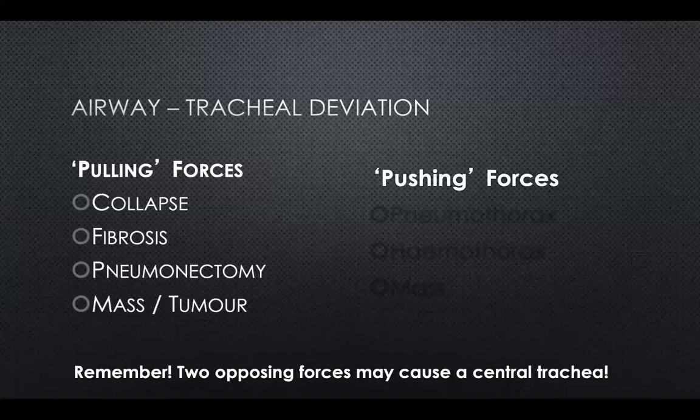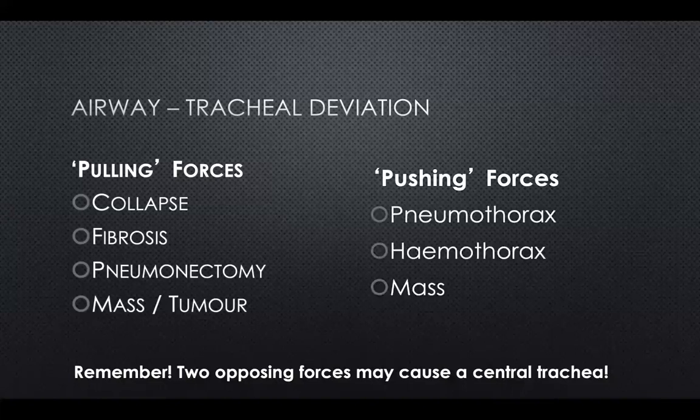So pulling forces could be collapse, fibrosis, pneumonectomy, a mass or a tumor could be pulling the trachea that way. And then your pushing forces, so if you've got lots of air or lots of blood or a big solid mass, that would push the trachea over to the other side. And then sometimes you can have pathology on both sides of the chest X-ray, and that will cause two opposing forces, and that will essentially mean a central trachea.